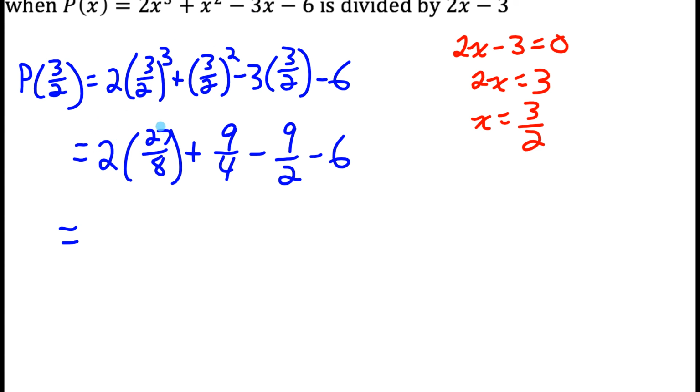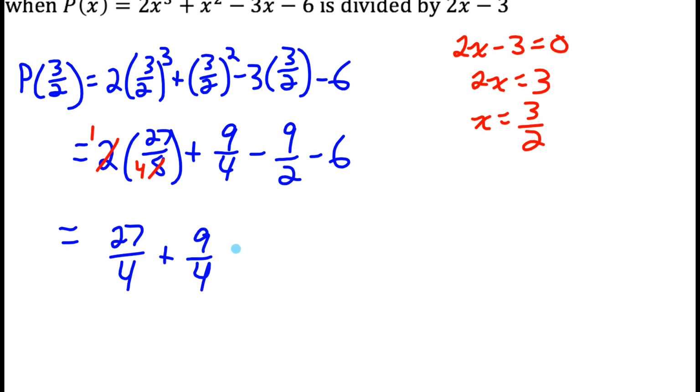I was going to multiply this 2 by 27 and get 54 over 8, but I could just reduce 2 divided by 8 is 1 over 4. And I'm going to want to collect these 4 terms together and write it as a single fraction, so I'm going to need a common denominator. So this first term is 27 over 4. The second term is 9 over 4.